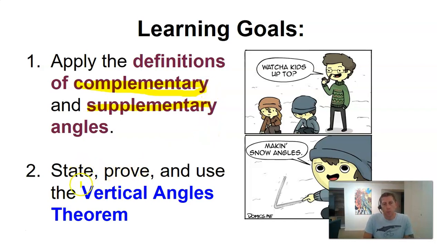Now, the third one is state, prove, and use the vertical angles theorem. So vertical angles. We were talking about this earlier in the week in some of my classes. Today we're going to use the theorem in order to put that into our pocket so we know how to use them.